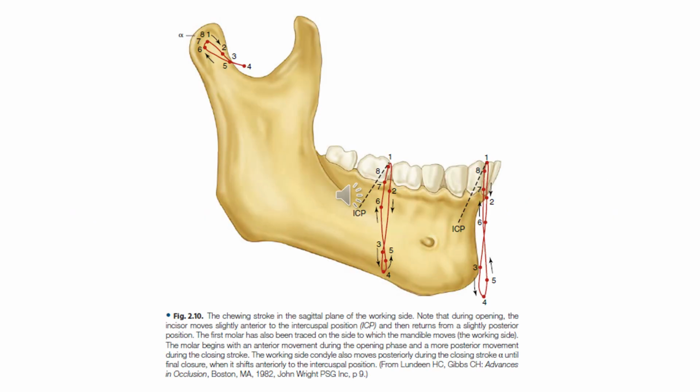Now, this is a diagram showing the movement of mastication and how complex it is. So it's not a pure open and close. It includes opening, closing, deviation to the side, and then returning to the center again. And it has some backward and forward movement into it. So it's complex.